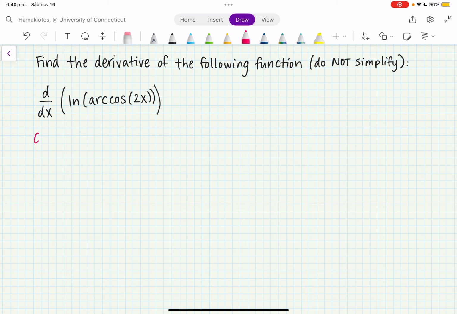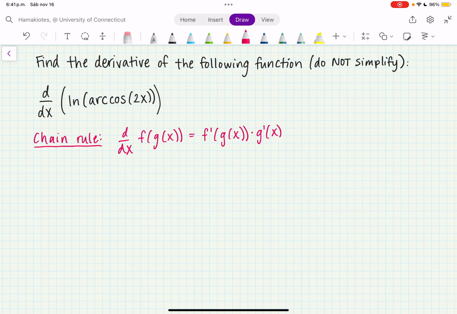So the chain rule tells us that if I want to take the derivative of f of g of x, all I have to do is find f prime of g of x times g prime of x. So what we have going on in our case is kind of a mega version of the chain rule.